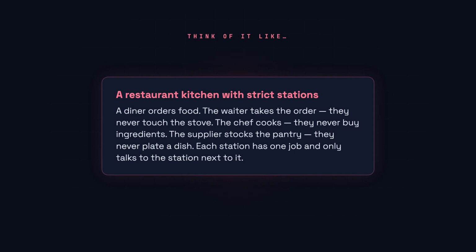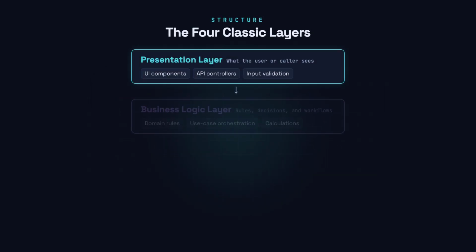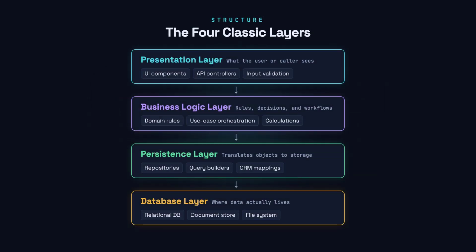Here are the 4 layers you will see most often. At the top sits the presentation layer. It handles everything the user or an API caller touches. Below it is the business logic layer, which owns every rule and decision about your domain. Below that is the persistence layer, which translates your in-memory objects into something a database understands. And at the bottom is the database layer itself. The arrows flow downward. Each layer depends only on the one directly beneath it, never upward and never skipping a level.